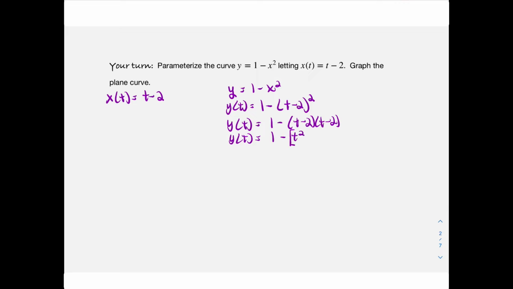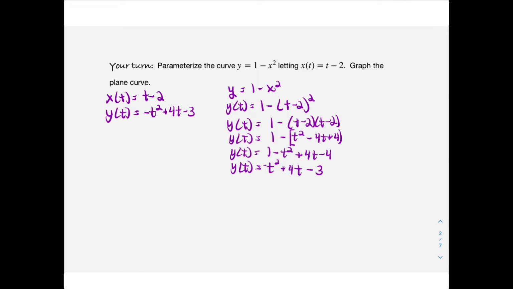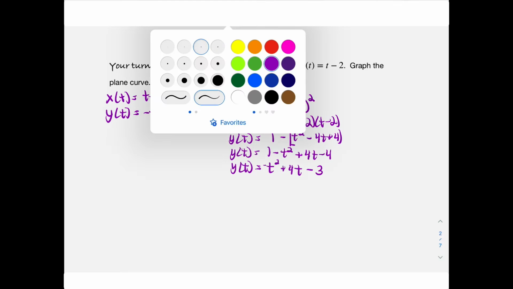And so simplifying this down by first doing t minus 2 times t minus 2 to get the square. So I need to foil that. Then distribute the negative sign and combine any like terms. So my parametric equations for this plane curve is x of t is equal to t minus 2 and y sub t is equal to negative t squared plus 4t minus 3.